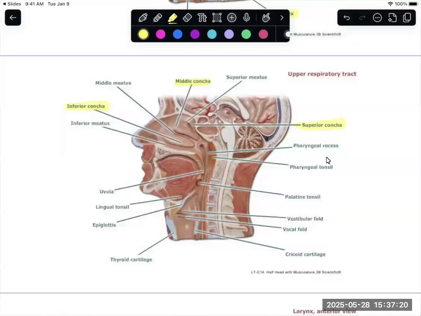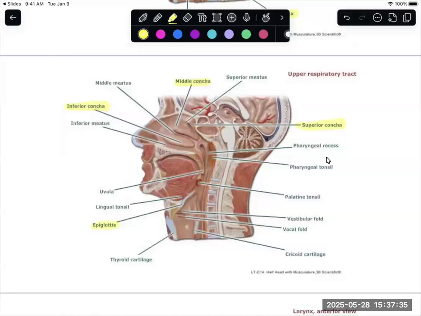We've already mentioned our tonsils from the last chapter. The epiglottis is that piece that kind of folds. It's a piece of hyaline cartilage that folds over and covers up that trachea whenever you swallow.